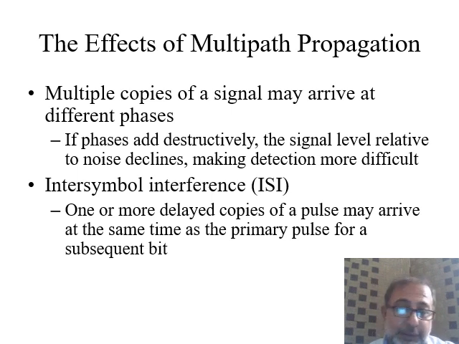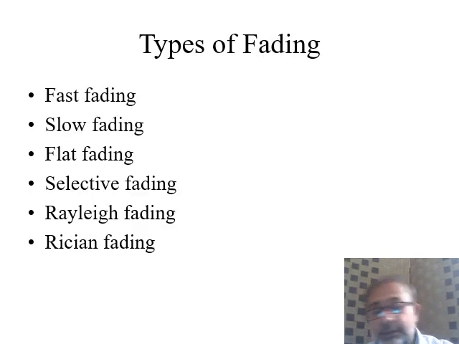So different types of fading that are faced in wireless communication are the fast fading, which changes as the receiver changes its position by a very small distance. Then there is slow fading. Then there is flat fading. Then there is selective fading. Then Rayleigh fading and Ricean fading.